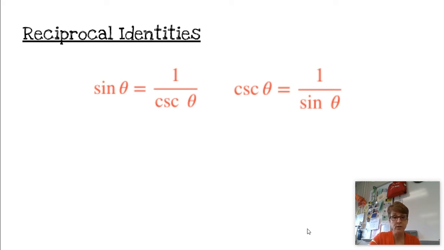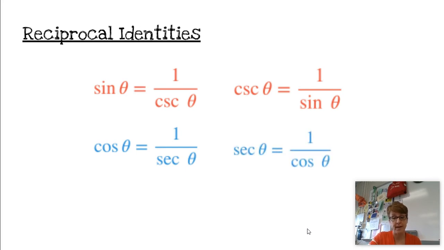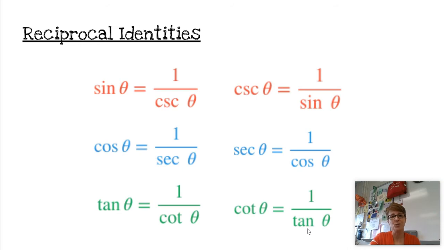Okay, so sine and cosecant we know are reciprocals. Another pair of reciprocals we know are cosine and secant. Same idea: cosine equals 1 over secant, and secant equals 1 over cosine. And then, of course, our last pair would be tangent, which equals 1 over cotangent, and cotangent, which equals 1 over tangent. Okay, so these are all identities we already know. We know the relationship between sine and cosecant, etc. So these are reciprocal identities.